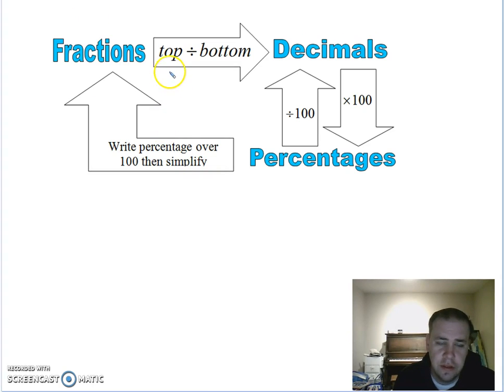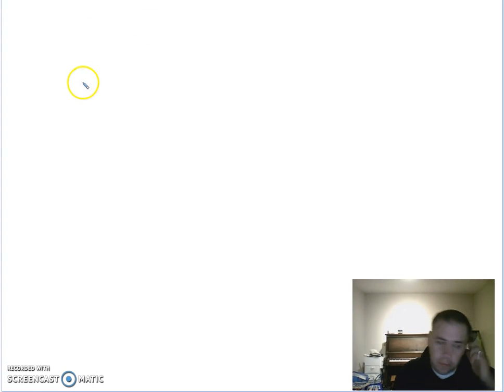First things first, when it comes to fractions to decimals, we take the top number divided by the bottom number. So for example, let's say we had 3/7, okay, and we want to figure out what that is as a decimal. The way to do this mathematically is to actually do long division. Okay, long division.